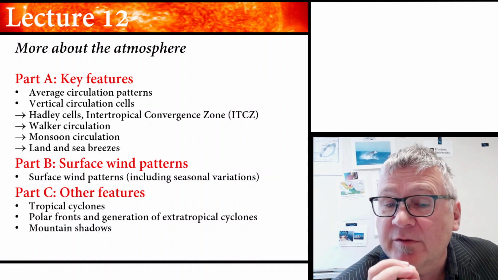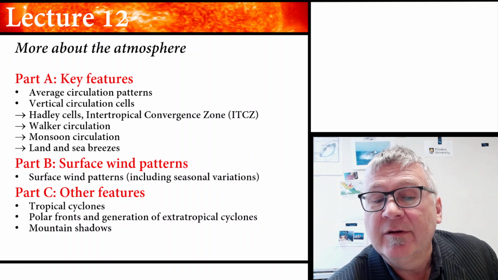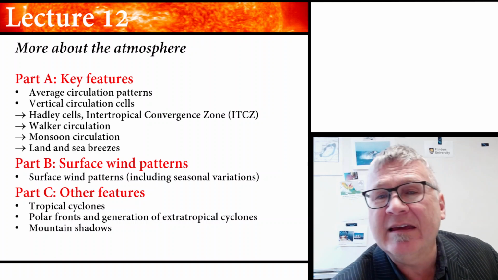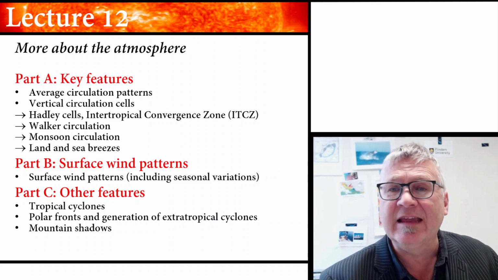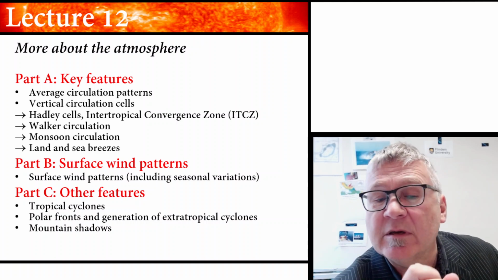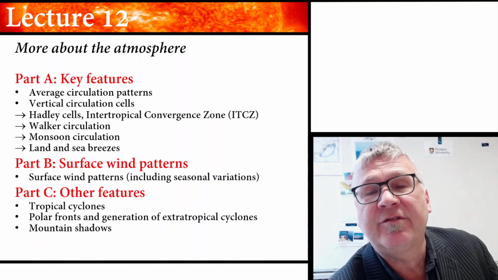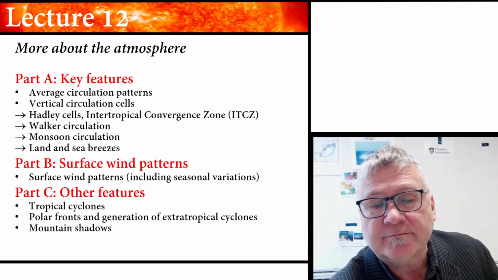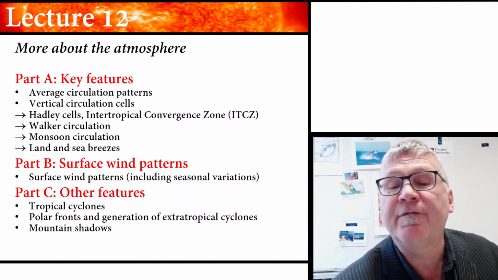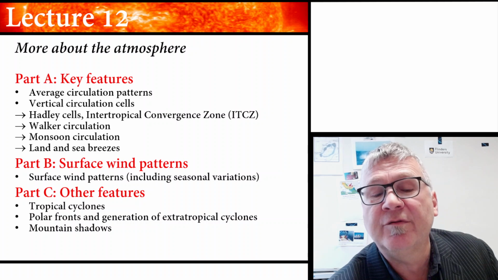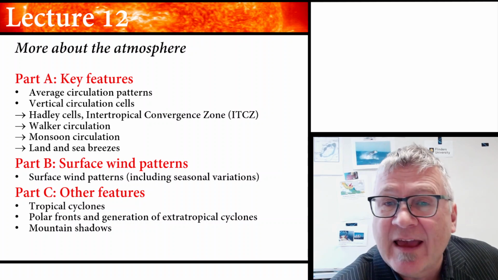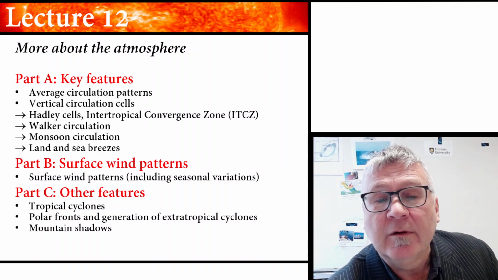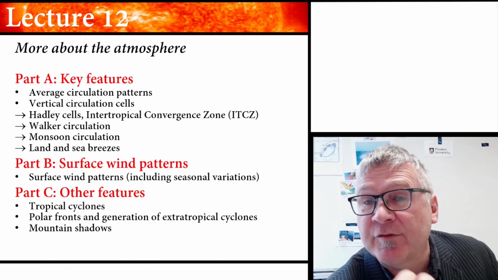The second part talks about the surface wind patterns. They're not much changing from one year to the next, so we can actually name wind systems. And there's also seasonal variations known as monsoons, and you will learn about that too. The last part talks about other features, which includes tropical cyclones, polar fronts, and the generation of extratropical cyclones, also talking about mountain shadows. And there's the link here to extreme events, to storms.